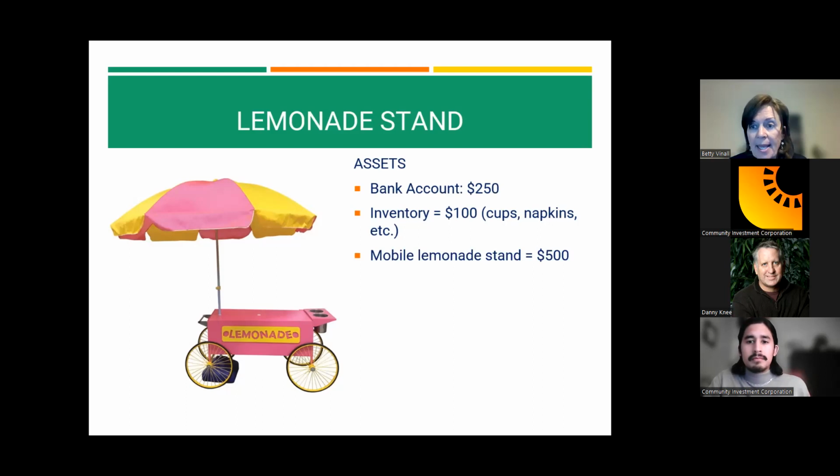The actual stand itself is an asset that you own. And in our example today, we also own the juicer. So our total assets are $1,000.